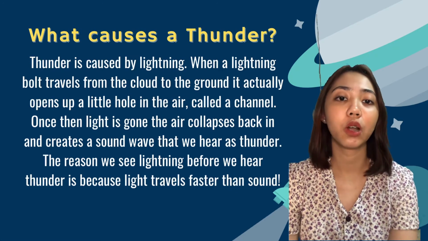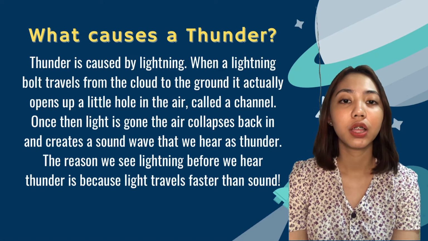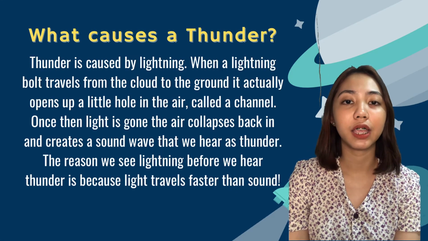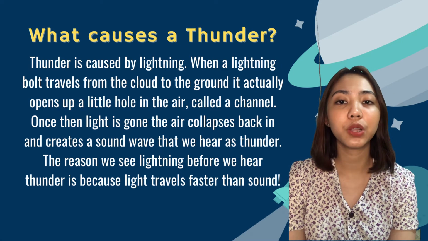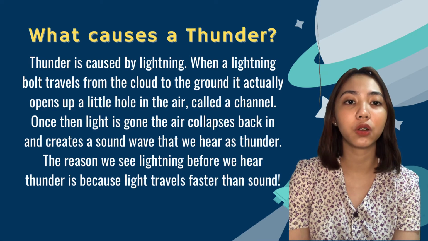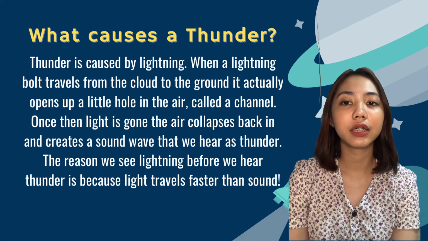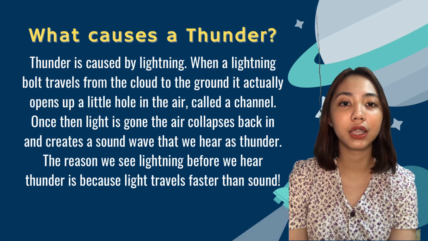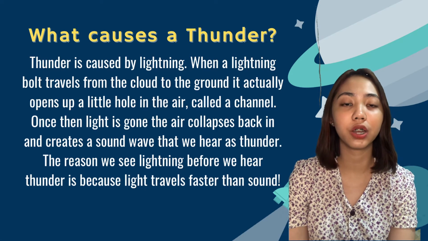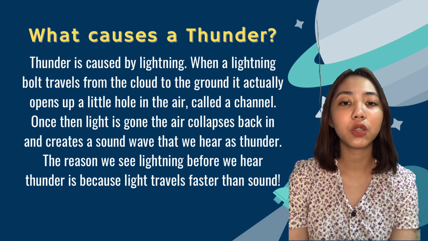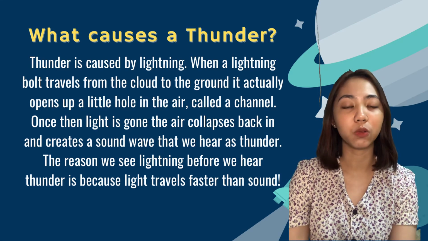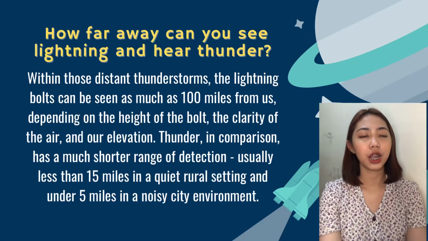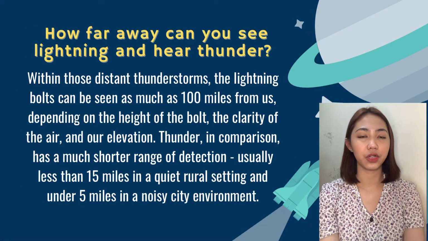A thunderstorm is also composed of thunder. Thunder is caused by lightning. When a lightning bolt travels from the cloud to the ground, it actually opens up a little hole in the air called a channel. Once the light is gone, the air collapses back in and creates a sound wave that we hear as thunder. The reason why we see lightning before we hear the thunder is because light travels faster than sound.